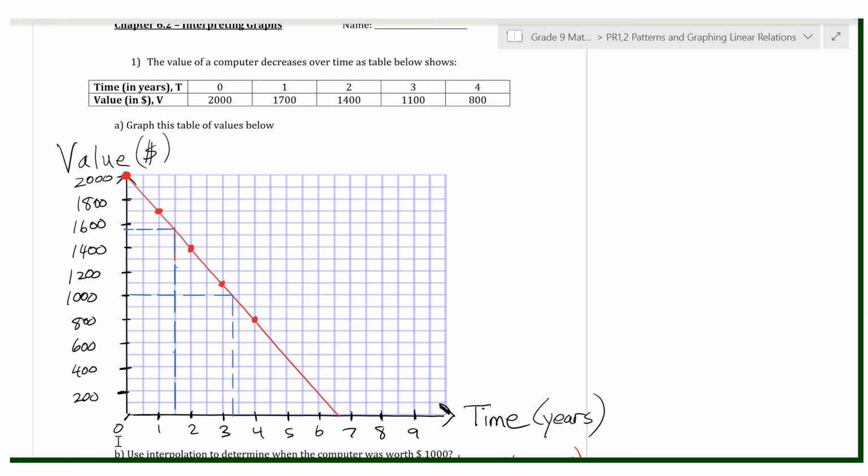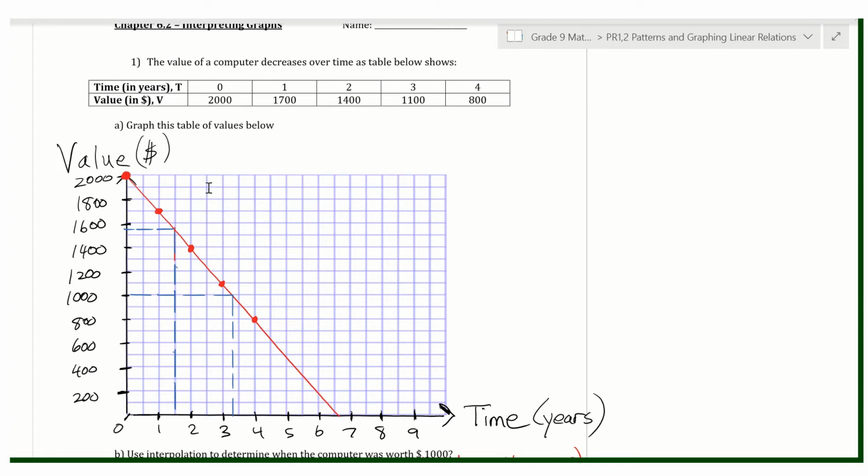Notice also that I have chosen to label the x-axis time in years and the y-axis value in dollars. You can either put that on the top of the axis where the arrow is, or you can even write it on the side. So value could have been written here on the side, or at the very bottom, time could have been written underneath.